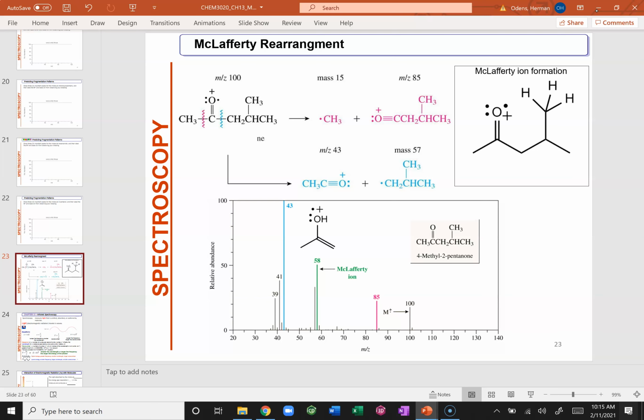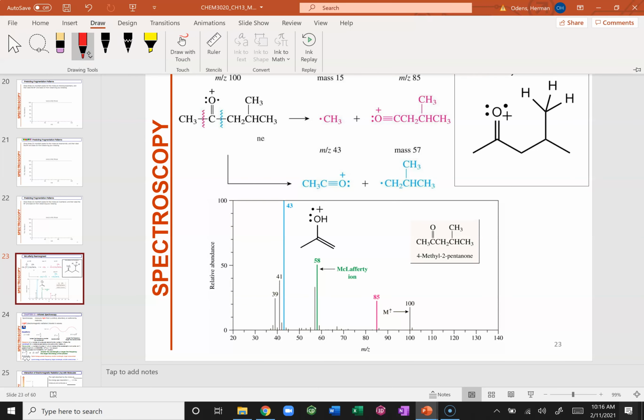So check this out. This is how you get the McLafferty ion. So basically, this involves a 6-atom ring. So you're going to form a rearrangement among 6 atoms: 1 oxygen, 1, 2, 3, 4 carbons, and 1 hydrogen. You're going to arrange it so that it looks like a 6-member ring. It's already the M plus form.